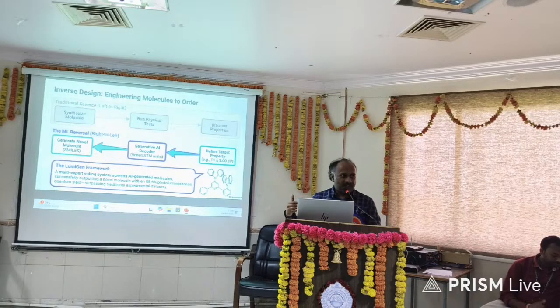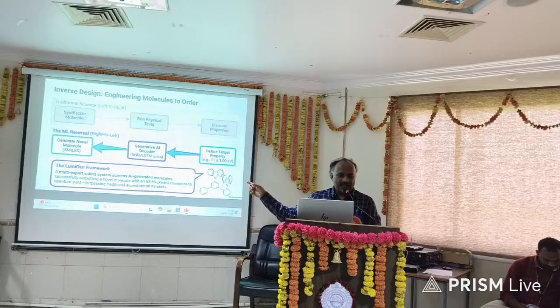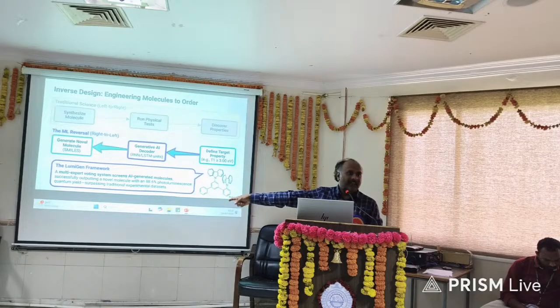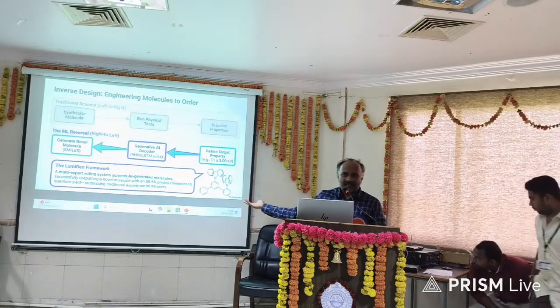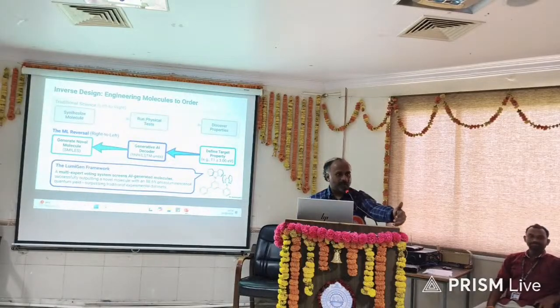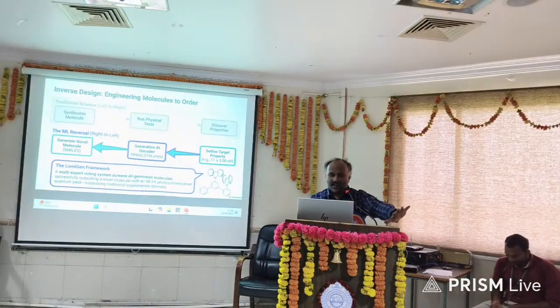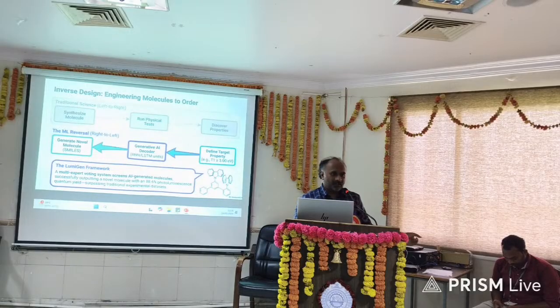Now in the era of machine learning, we should fix the target first. What property you want. Then we can use any artificial intelligence or machine learning models, and we get the final product. That is the SMILES, that is the representation. Once you get that, then we can synthesize the molecule. So previously we synthesized, then got the property. Now in the era of machine learning, we should fix the property and we have to get the molecule. So this is the reverse design.